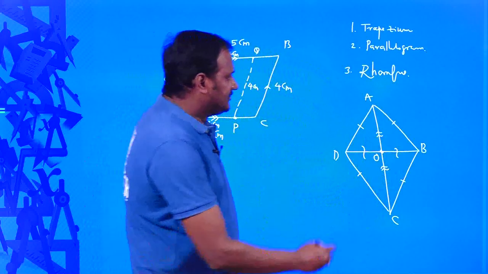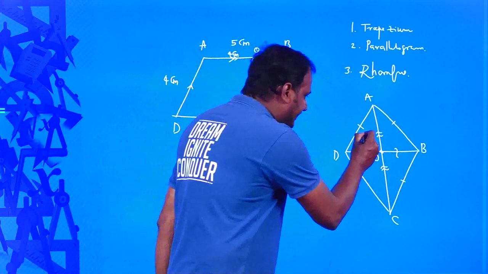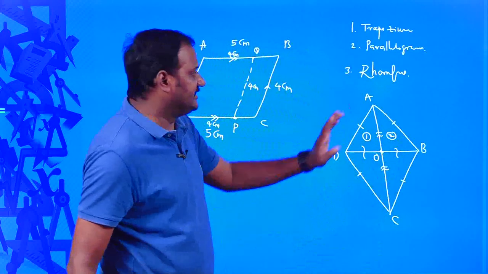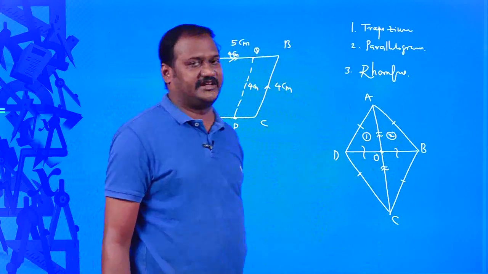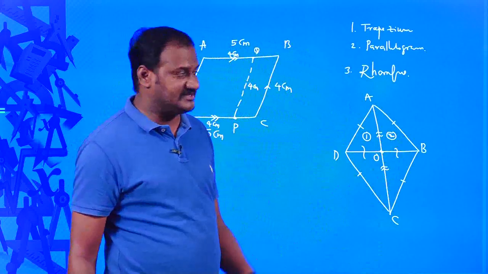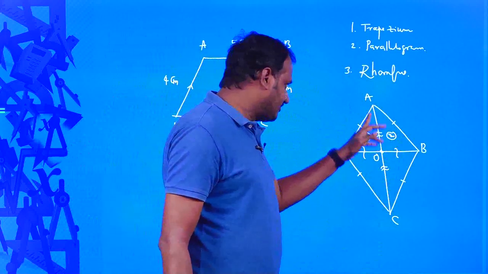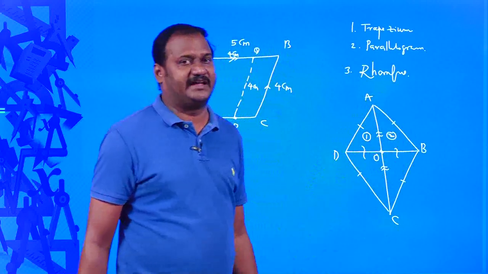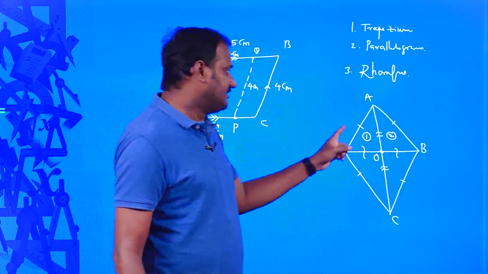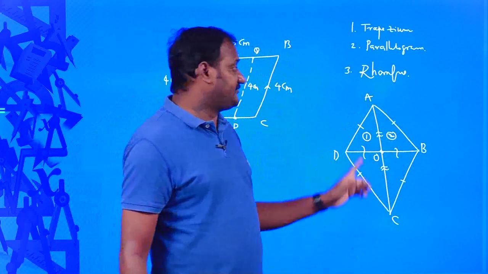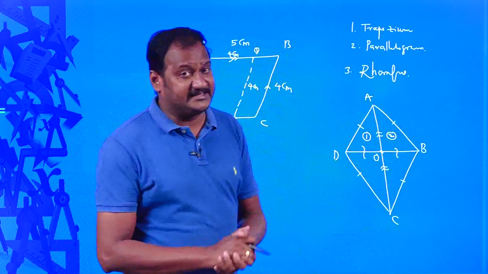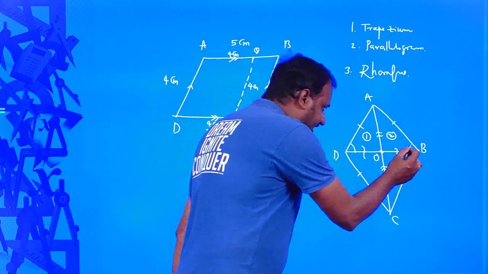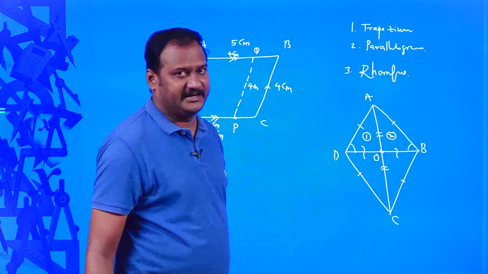Now observe this triangle and this triangle. What do you call these two triangles? First triangle and second triangle. Can we call those two triangles congruent triangles? Obviously, this side is equal to this side, and this side is equal to this side. So, by SSS congruence, these two triangles are congruent. If two triangles are congruent, by CPCT, this angle is equal to this angle, correct?